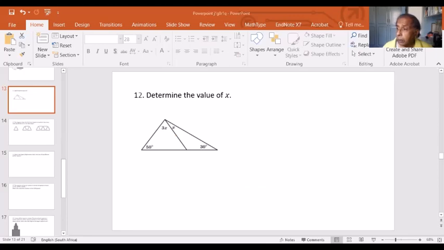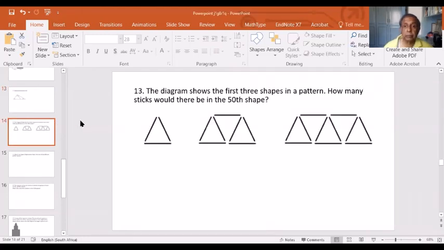Okay, so let's get to the next problem. Here, the diagram shows the first 3 shapes in a pattern. How many sticks would there be in the 50th shape? Oh, so this is quite a teaser.